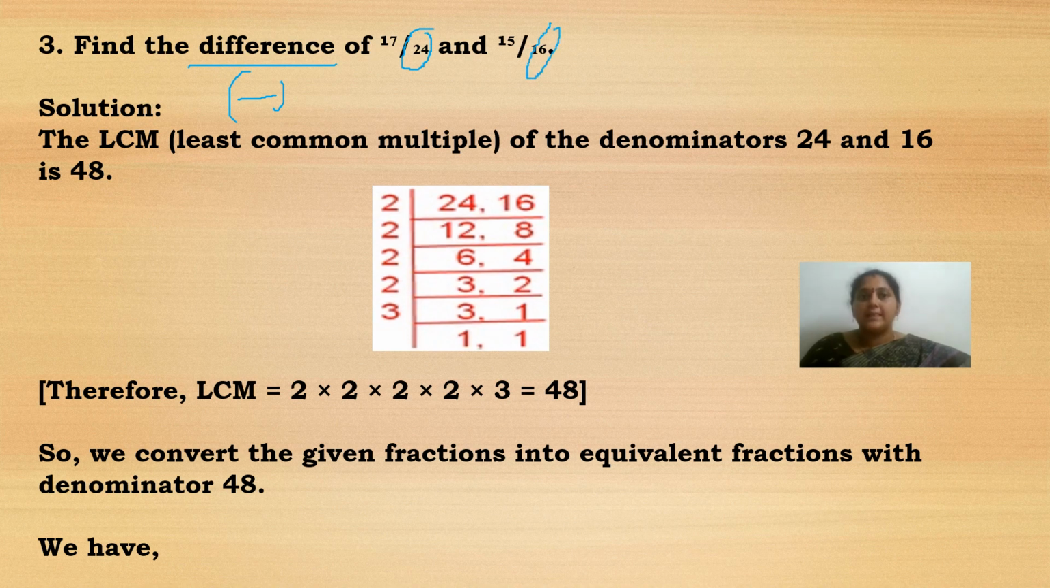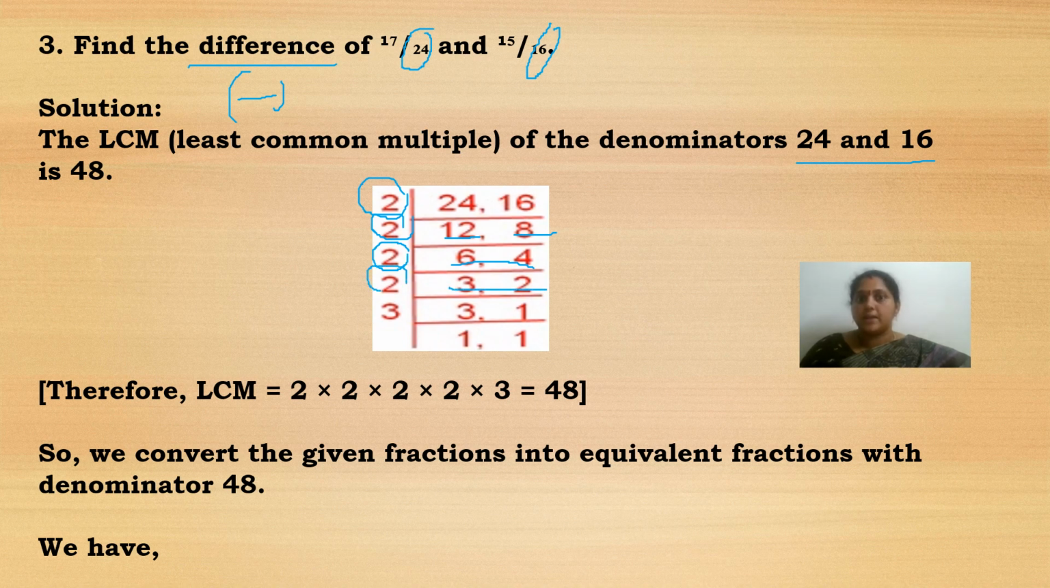We have to take the LCM of 24 and 16. So what is the LCM here? We will check. 24 and 16 can be divided by the 2 table, right? 2 12s are 24 and 2 8s are 16. Again 12 and 8 can be divided by the 2 table. That is 2 6s are 12, 2 4s are 8. Again 6 and 4 can be divided by 2. 2 3s are 6, 2 2s are 4.